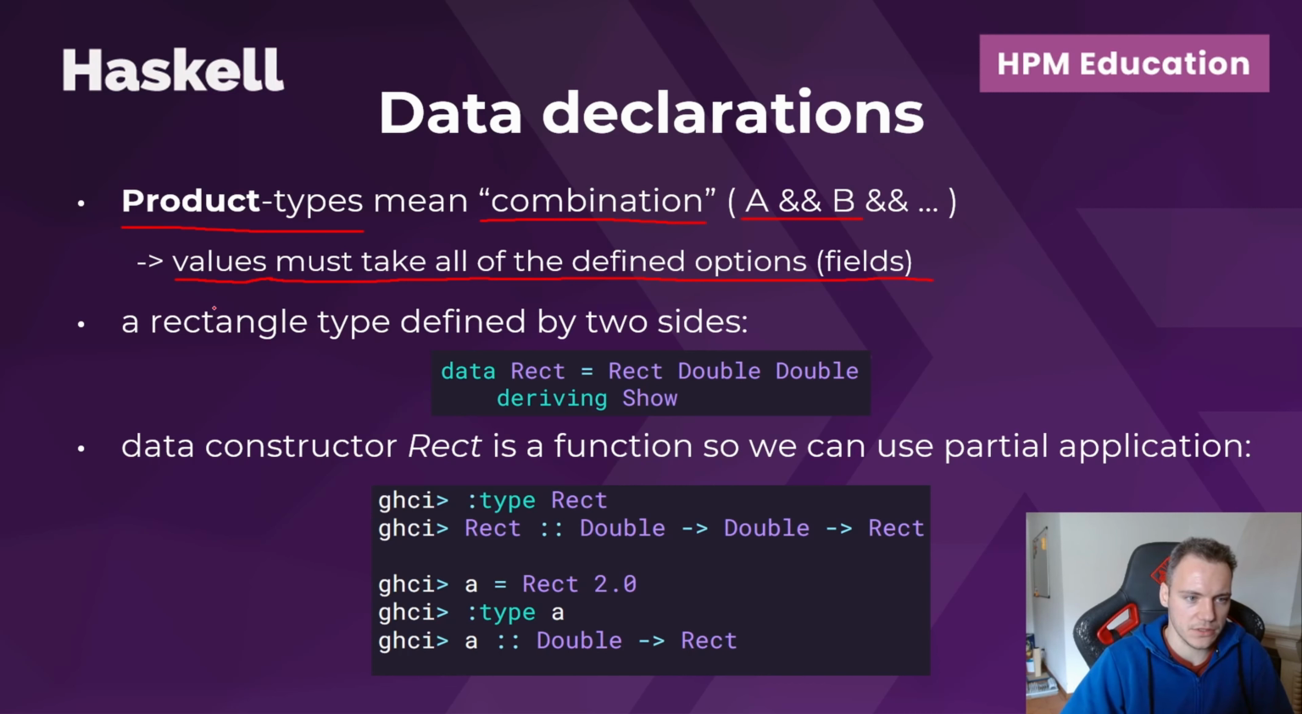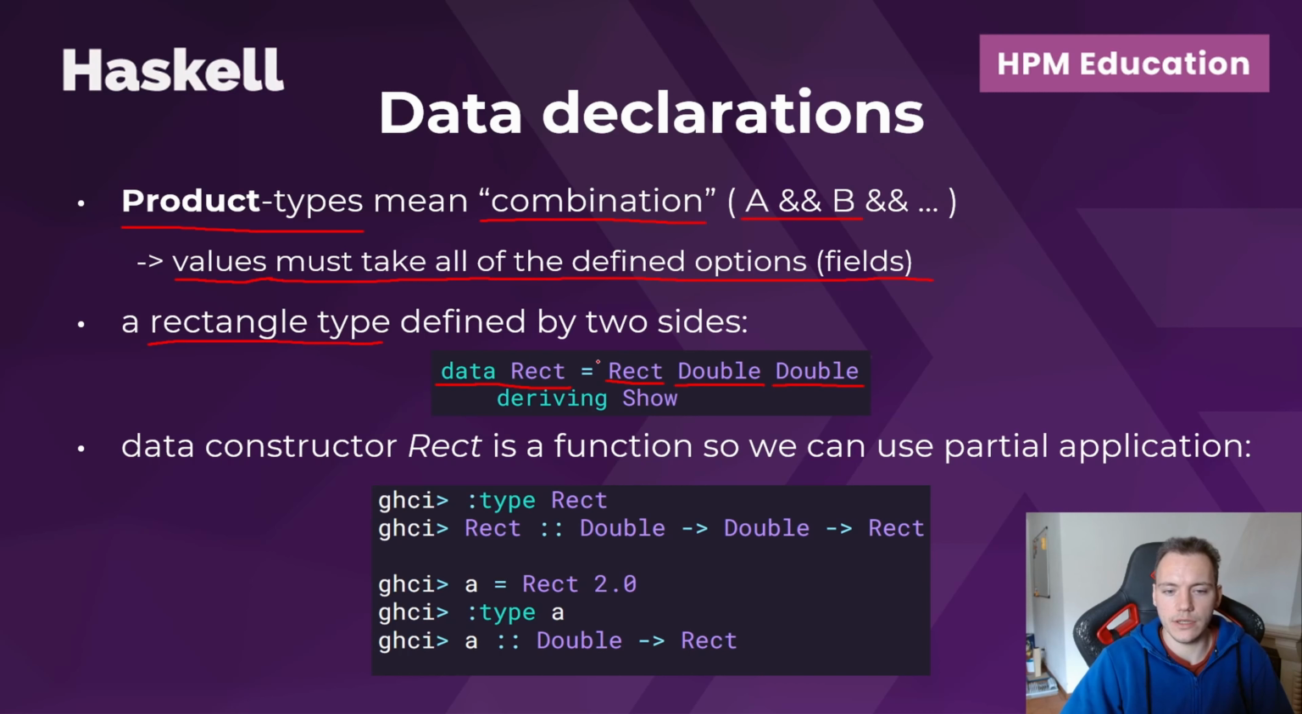And we'll see what this means with some examples. So here we have a rectangle type, and a rectangle is defined by its two sides. So we can define this data Rect as Rect being the data constructor as well as the type constructor. They can be the same, it's no problem. And Rect, the data constructor, accepts two arguments of type Double, representing the two sides of the rectangle. Okay, so this is our definition, and this is then a product type.